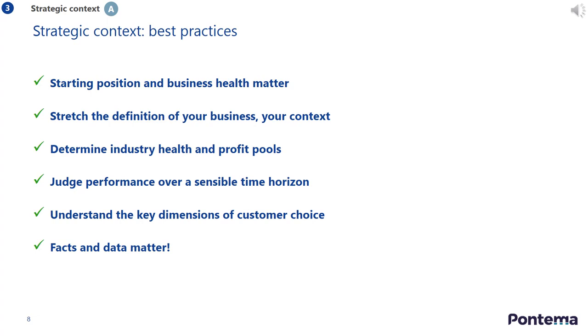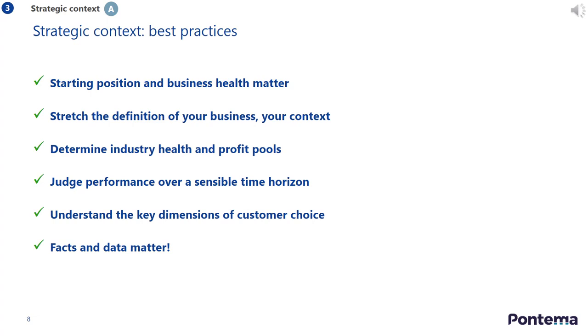When it comes to doing your strategic context review, here are some best practices. Firstly, consider your business unit's starting position and business health, and seek to grow your position where possible. Next, stretch the definition of your business. Overinvest in this step. Do not accept previously accepted definitions as sufficient. After this, determine industry health and profit pools, and understand if anyone is achieving adequate returns. Next, judge your performance over the right time horizon, and ask what a realistic outlook is given your strategic environment.